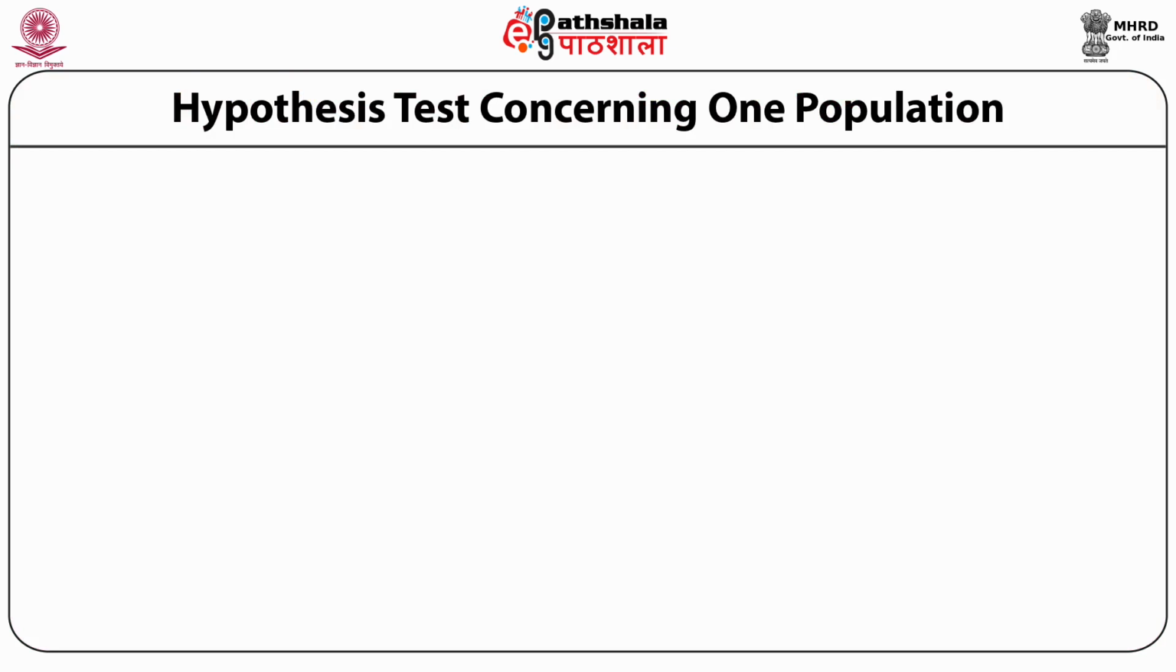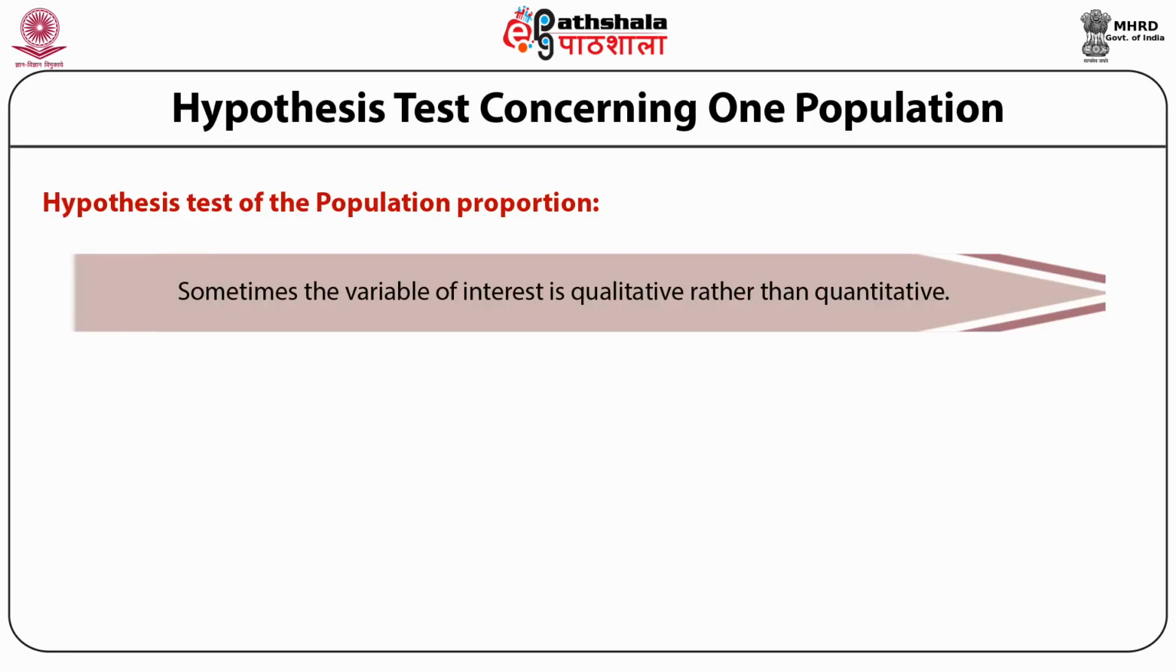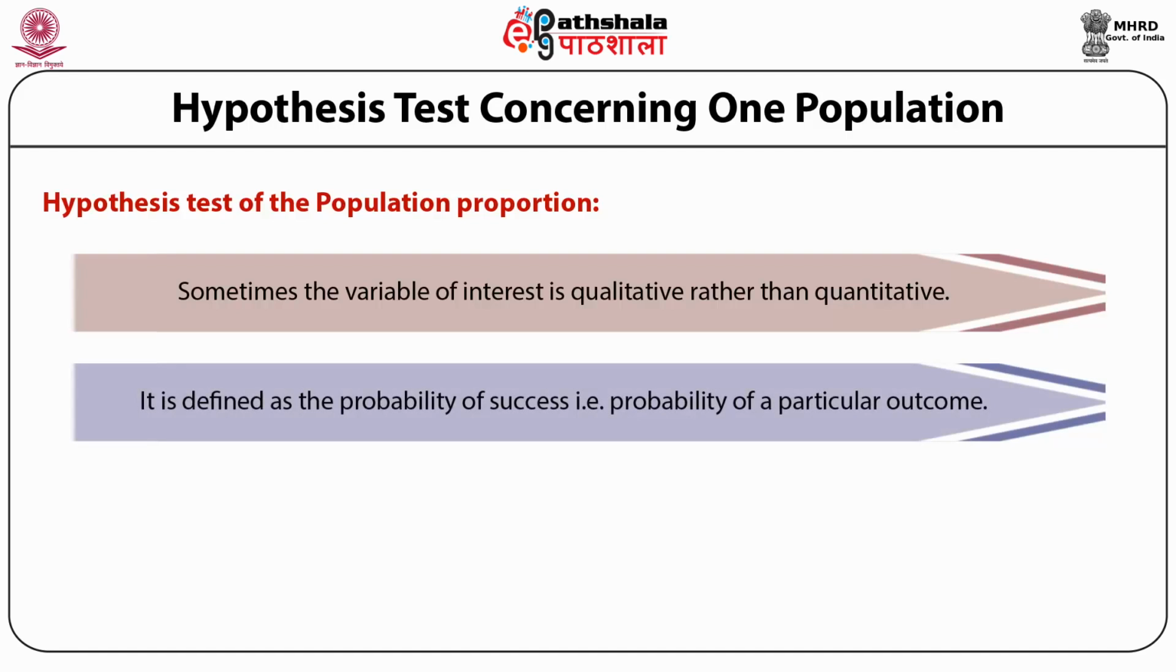Another situation that arises during hypothesis testing is when the population proportion is given to us. Sometimes the variable of interest is qualitative rather than quantitative, while the population mean mu describes quantitative data. Population proportion, represented by P, is used as a descriptive measure when the variable under consideration is qualitative in nature. It is defined as the probability of success, that is, the probability of a particular outcome.